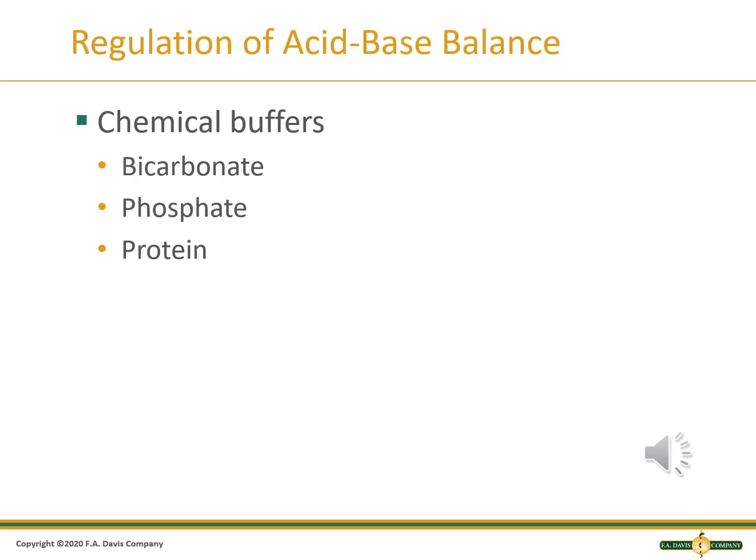The first line of defense against a change in the body's pH is chemical buffers. Chemical buffers include bicarbonate, phosphate, and proteins. Bicarbonate buffers are mainly responsible for buffering blood and interstitial fluid. They rely on a series of chemical reactions in which pairs of weak acids and bases combine with stronger acids and bases to weaken them. These chemical reactions are assisted by the kidneys and the lungs.